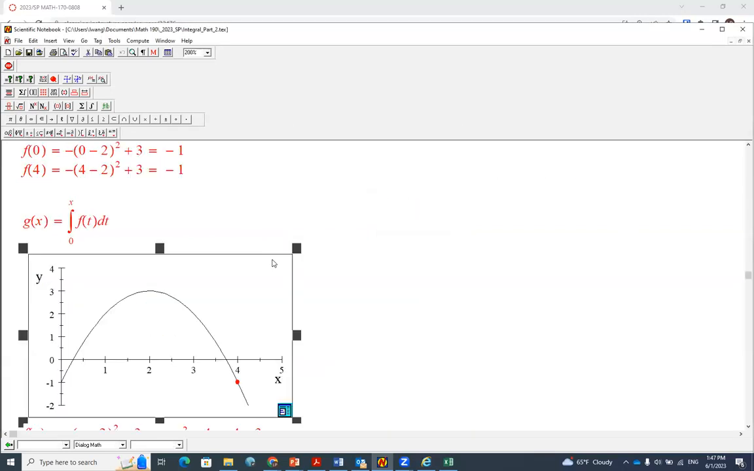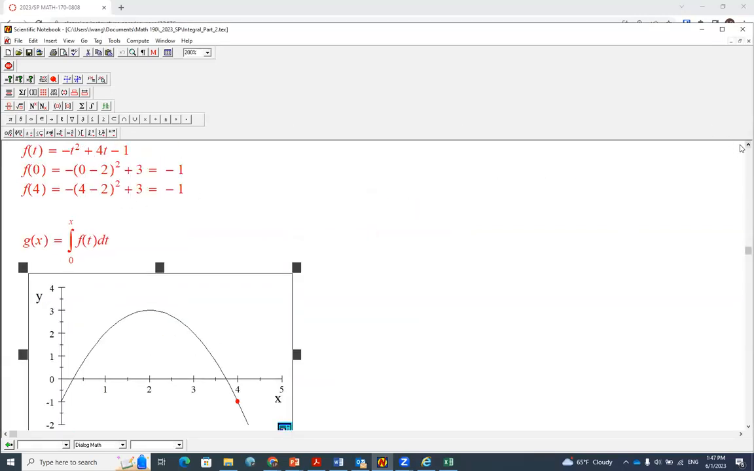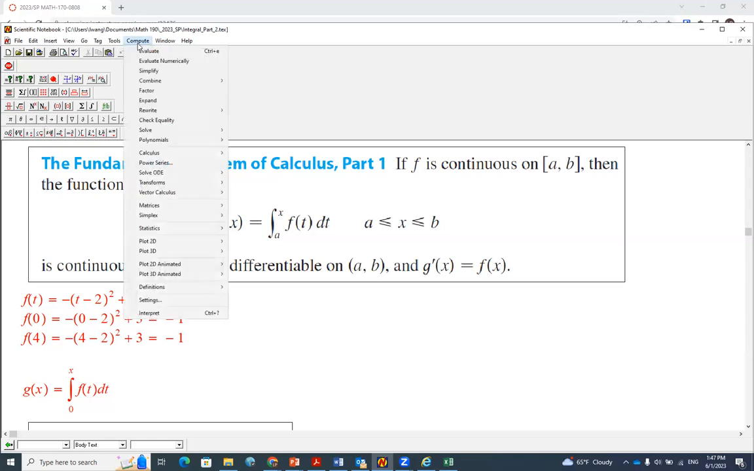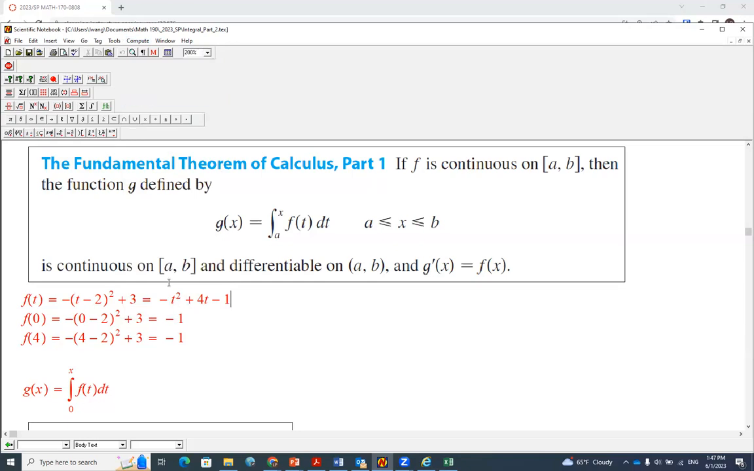x minus 2. This is a parabola. I chose this function that was in its parabola form: negative (t minus 2) squared plus 3. In expanded form, it is minus t squared plus 4t minus 1.